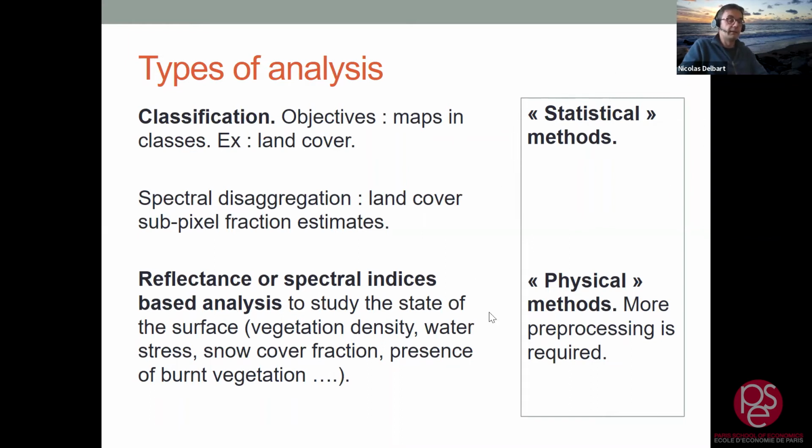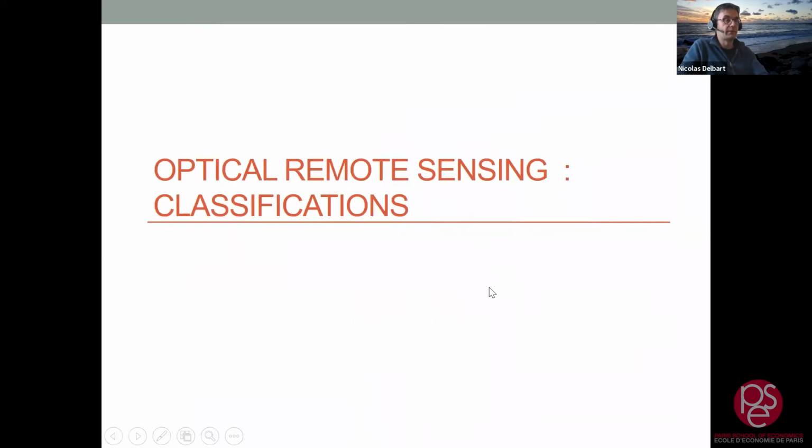And then, in order to go to this part, we will see a lot more physics because more pre-processing is required. In this part, we will see also how to study the state of the surface, even in the presence of noise, which is due to the atmosphere, or due to the topography of the landscape. So first, we will talk about classification.